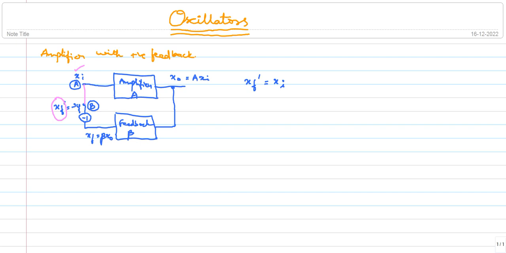So now we will see what the loop gain is. As we know, this is the output of the amplifier and this is the output of the feedback network. Now, what is the loop gain? The loop gain will be equal to xf dash by xi. I am giving xi and getting xf dash, where xf dash is equal to minus A beta into xi, divided by xi, which is equal to minus A beta.